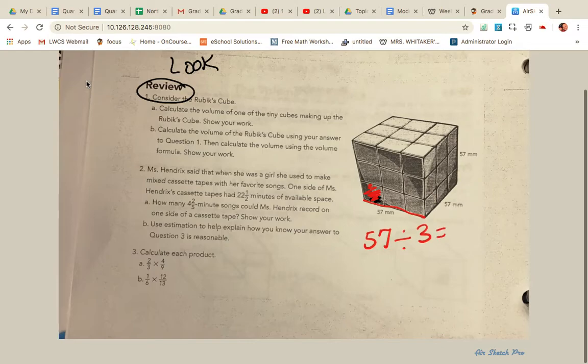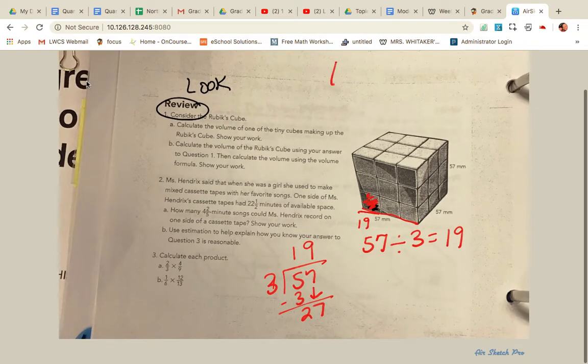That makes more sense. So when we divide 3 into 57, 3 goes into 5 one time, and I get 27 left over. 3 goes into 27 9 times. So each square would have a length of 19. Okay, well, if it's a cube, that means all sides are the same, because I see 57, 57, 57. This little cube has a length of 19, which means it's going to have a height of 19, and if I make it three-dimensional, it's going to have a width of 19.